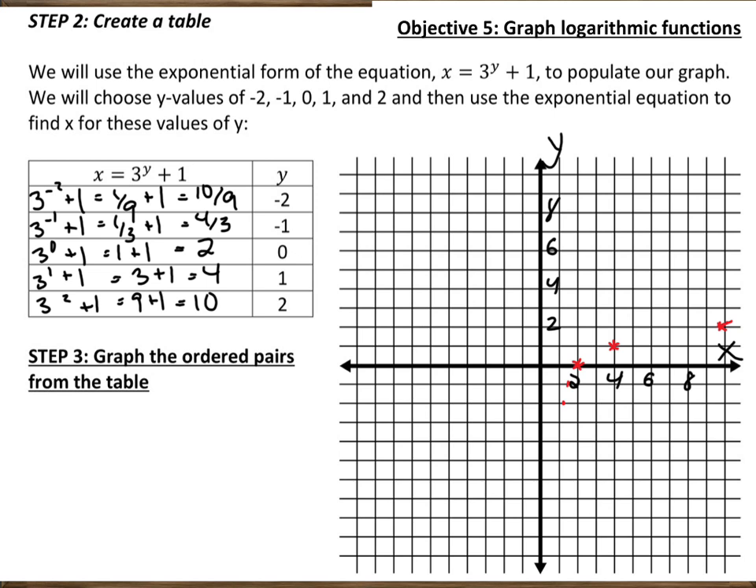So does this graph have a vertical asymptote? Can you tell? It actually does, but this time the vertical asymptote isn't the y-axis. It's actually the line x equals 1. The reason that's our vertical asymptote is because of this plus 1 here. We effectively shifted this graph to the right 1 unit. So that is the graph of x equals 3 to the y power plus 1.